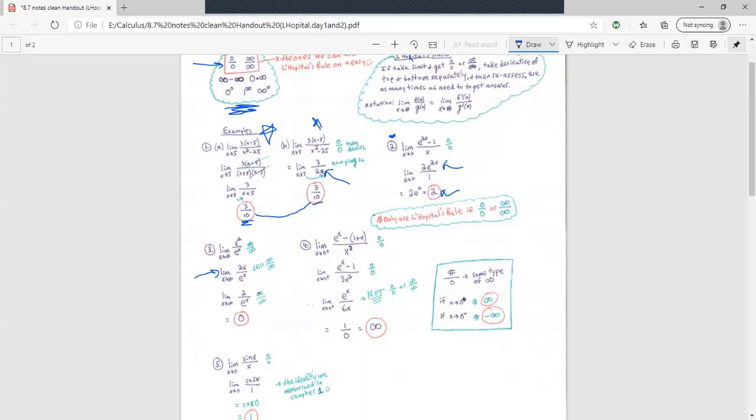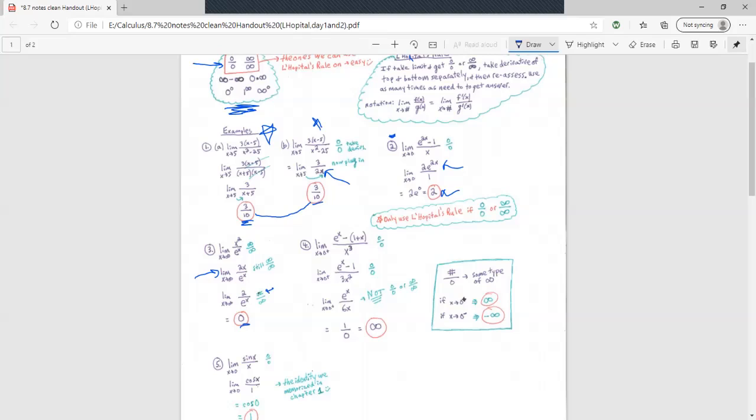And now when you plug in, you got 2 on the top, which is just a number. This symbol here is supposed to be just like a number on the top over infinity. So if you have like 2 over a billion, 2 over a trillion, right? That limit answer is going to end up being 0 right there. And then this next example is just the same type of thing. That's just another example for you.